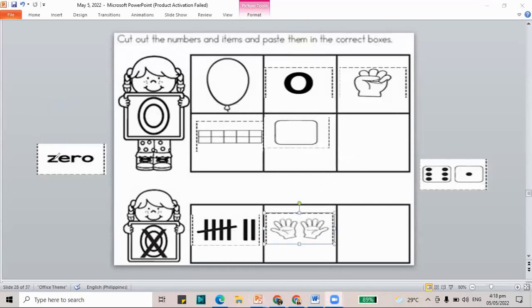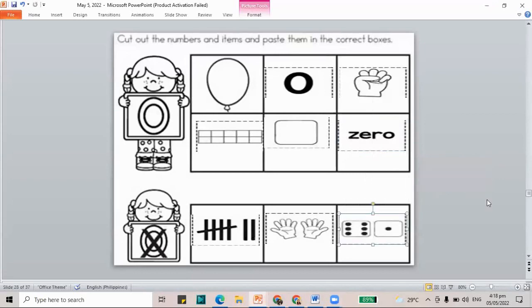The word zero, Z-E-R-O, that's how you spell the zero. So let's put this one here. And for our dice, how many dots? 1, 2, 3, 4, 5, 6, 7. That's not zero, it shows 7. Put it in this box. So we found all the things that show zero and the ones that are not a zero. If you're not yet done, pause this video, play it again once you're done.